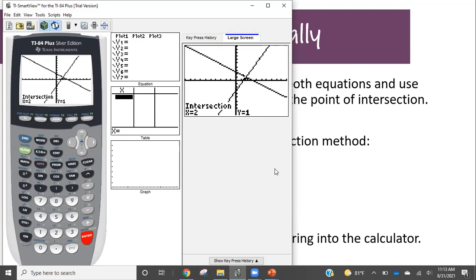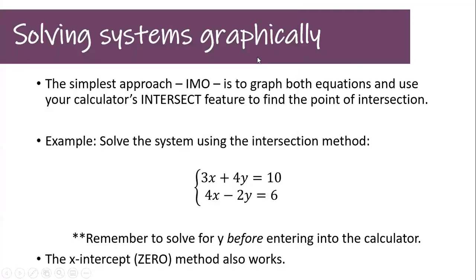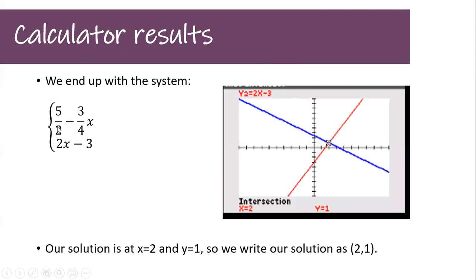So that is the solution. We can put it as a coordinate, 2, 1, for our solution. Okay, now if we go back over here, make sure the screen is showing, we can see that we did end up with this system, indeed, 5/2 minus 3/4 x and 2x minus 3. And when we graphed it, here's one line, here's the other line. That intersection, just like we found, is at x equals 2 and y equals 1. So we can write our solution as that ordered pair, 2, 1.